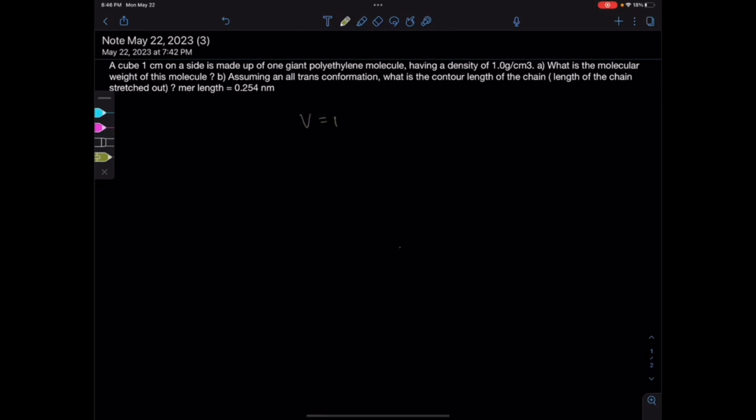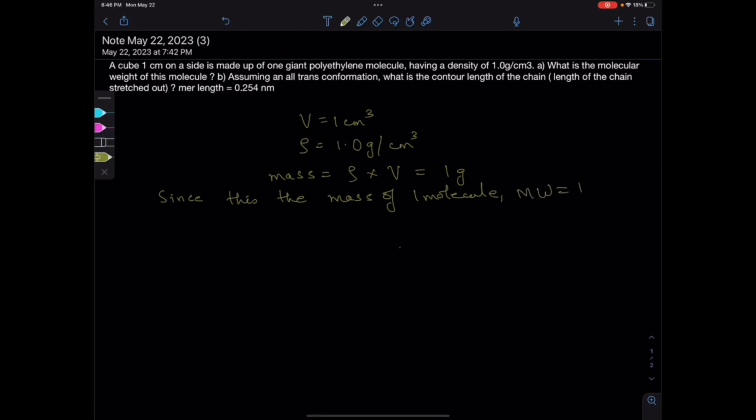Volume is 1 centimeter cube and density is 1.0 grams per centimeter cube, which means the mass is density times volume, which is 1 gram. So since this is the mass of one molecule, this is the molecular weight. So this answers the first part.